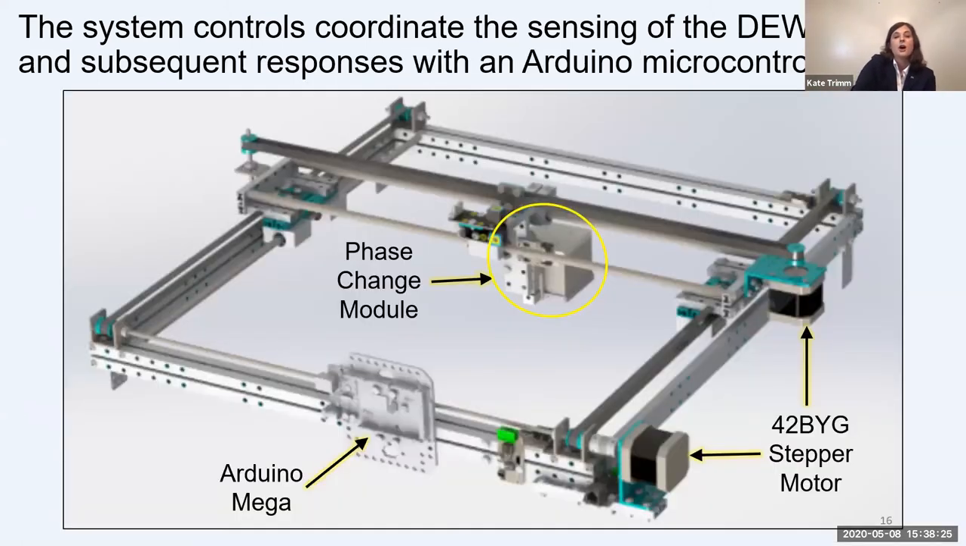Here you can see our plotter. We chose a prefabricated plotter and we modified it to fit our needs. As you can see here, that is how the phase change module is attached to the plotter, and you can also see the positions of our stepper motors.